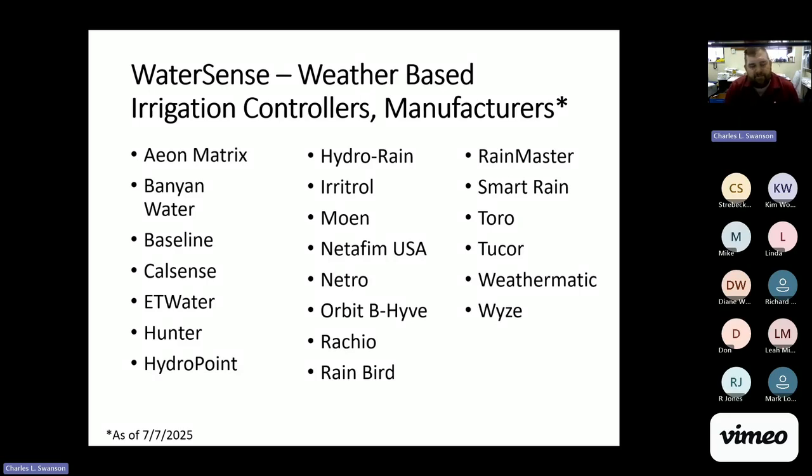Just to go back and re-hit that 448 controller number, they base that on model numbers. For example, if I pick on Hunter, the manufacturer, as an example, if they have a 6-station controller and a 12-station controller that uses the same program to calculate the irrigation schedule, that actually counts as 2 different models. You have different size controllers, different configurations. You can see where the number of model numbers would grow pretty quickly between these different manufacturers.